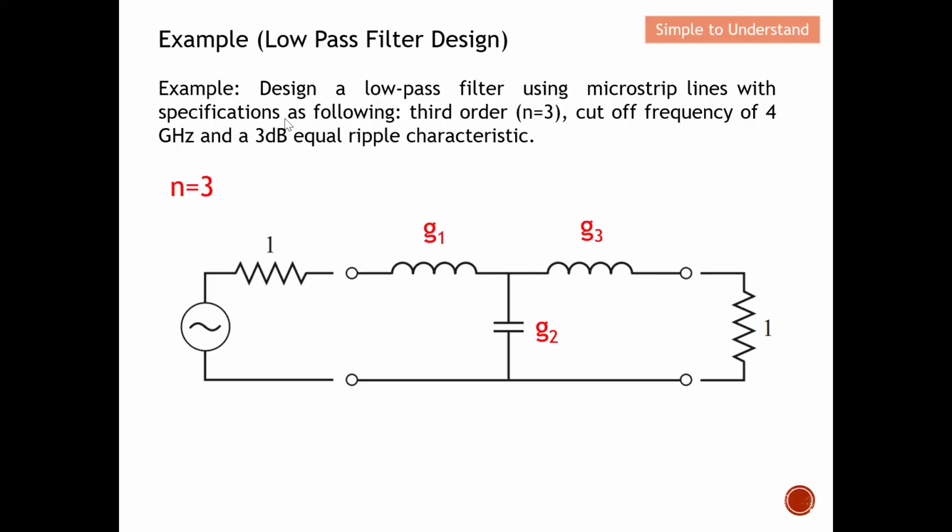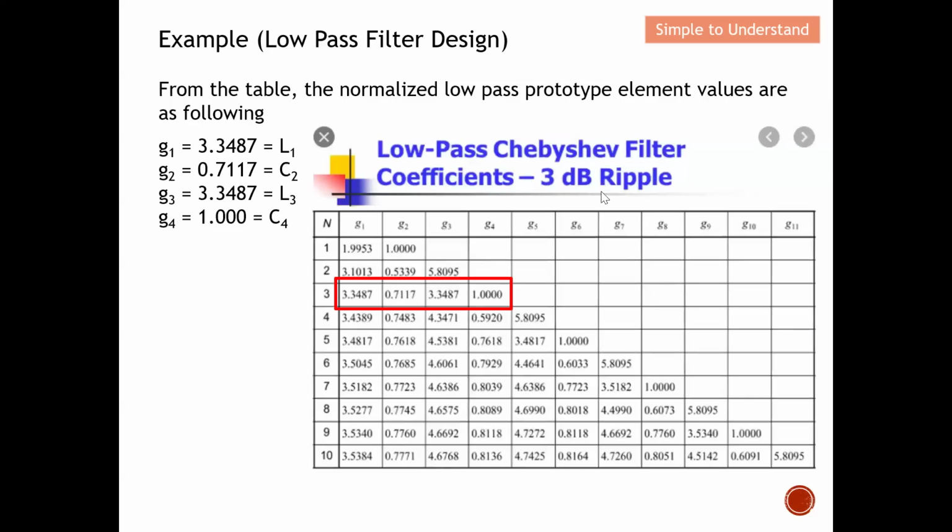Since we are given a task to design at 3 dB equal ripple, we can look at the lookup table here. This is the lookup table for 3 dB ripple. From here, you can see that G1 is 3.3487, G2 will be 0.7117, and G3 will be 3.3487. For G4, if the order is odd, then it will be symmetric. But over here, just to make the whole thing complete, I denote G4 as equal to 1. Once we have this, we are ready to design.